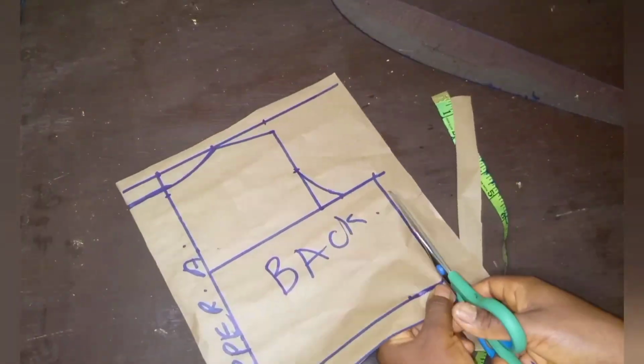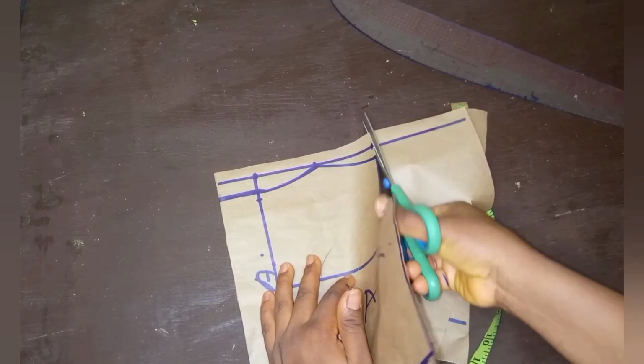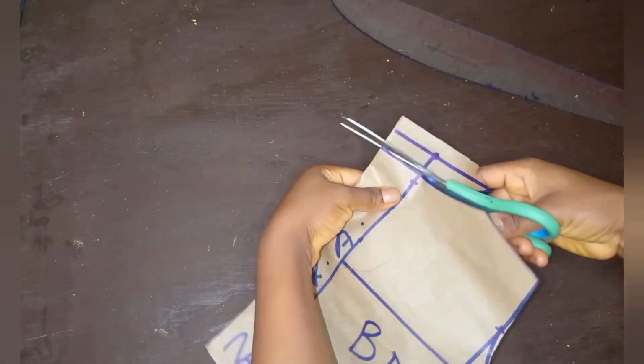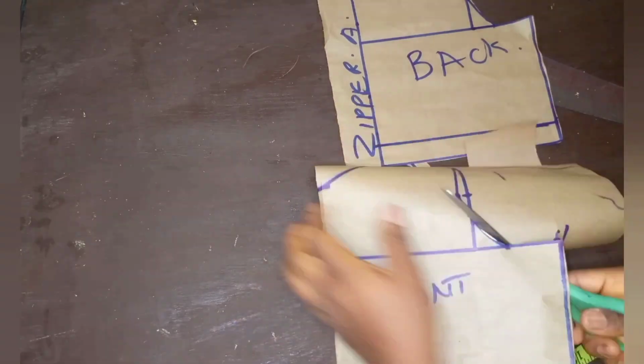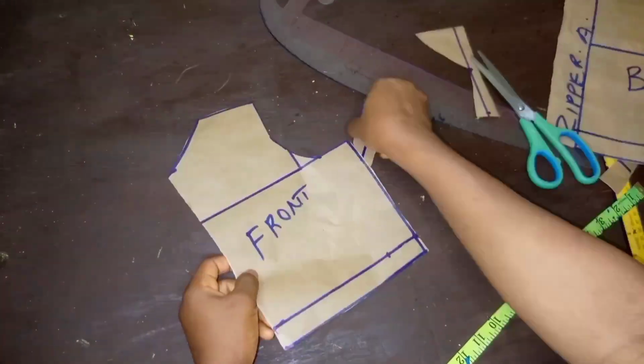So please, you try and pay close attention to the way I cut it, so you'll be able to cut yours too. So I am now cutting the front and the back bodice. You can add 0.5-inch allowance for the shoulder.